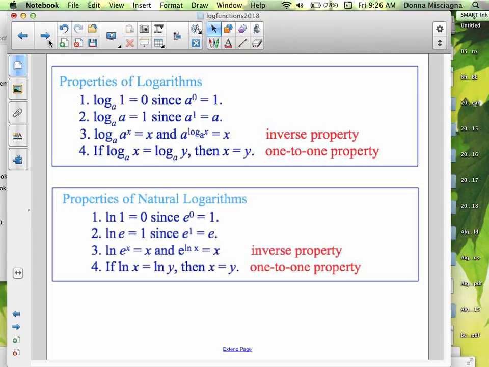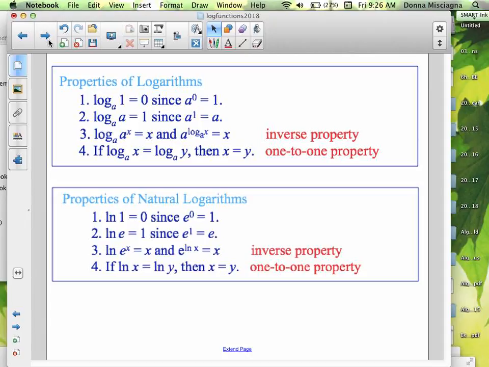So natural log is just the same as any other log. It just has e as the base. So natural log of 1 is 0, since e to the 0 is 1. Natural log of e is 1, since e to the 1st power is e. Again, natural log and e will cancel, leaving only the exponent. And it doesn't matter whether we're taking the natural log of e to the x or the natural log is an exponent. e and natural log cancel, leaving just the x.